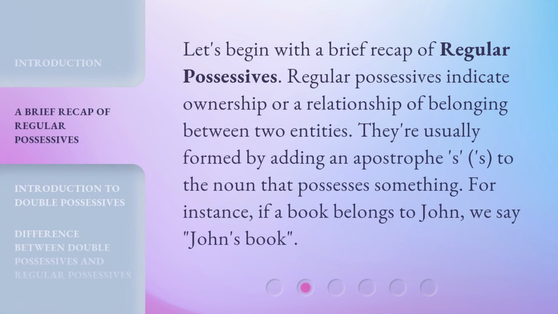Let's begin with a brief recap of regular possessives. Regular possessives indicate ownership or a relationship of belonging between two entities. They're usually formed by adding an apostrophe s to the noun that possesses something. For instance, if a book belongs to John, we say, John's book.